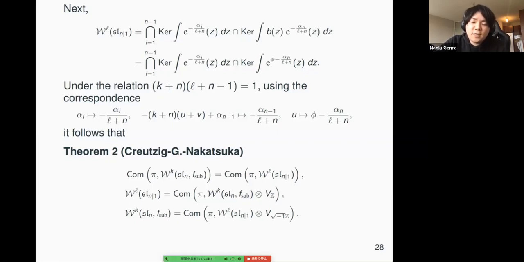This means that we can identify the two screenings. So the theorem says that, although the domain of the kernel, or the domain of the screening, is a little bit different, so we need to take the Heisenberg commutant or add something, we get an isomorphism using these screening operators. So this is a result by Thomas, me and Shigenori.